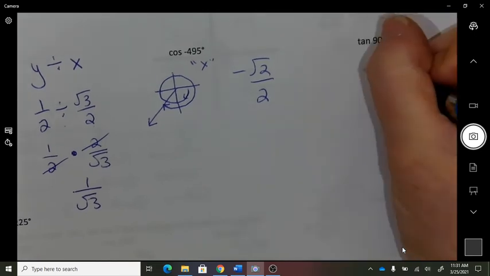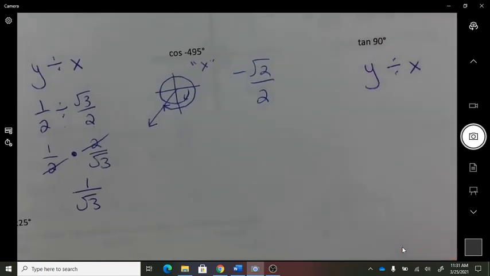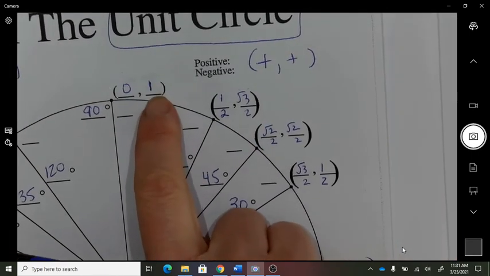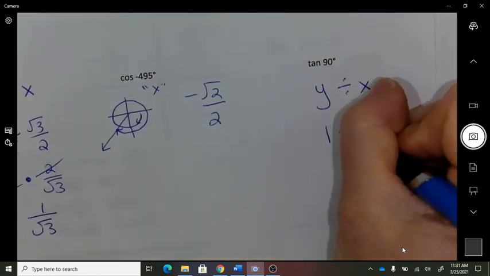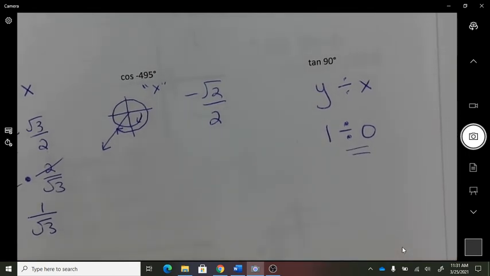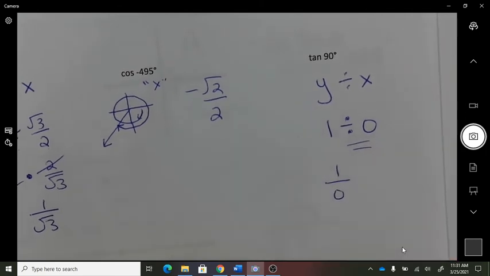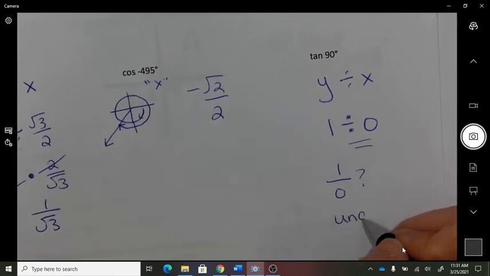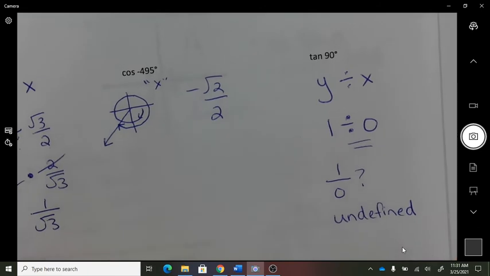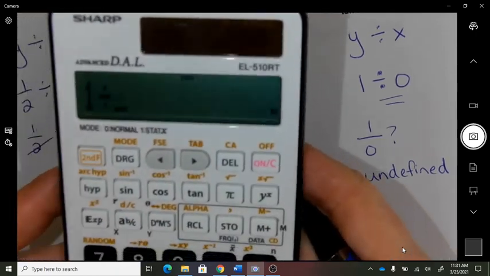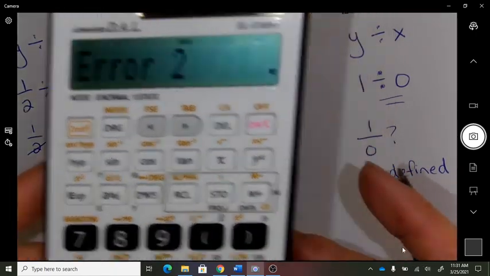Okay, tan of 90, so tan says do the y divided by x, that's the formula for it. So I'm going to go to 90, so the y is 1 and the x is 0. Okay, what happens in math if you divide by 0? You can't. You can't possibly divide by 0. So it is going to be called an undefined value. It's something we can't define in math. You cannot divide something by 0, right? Even if you tried it on your calculator, it wouldn't like it. Error.